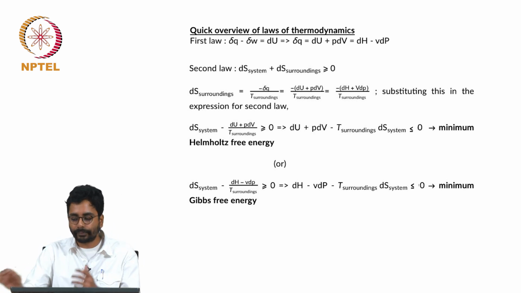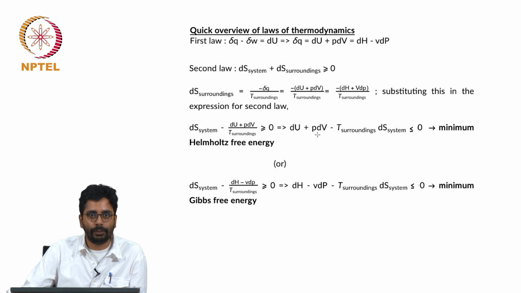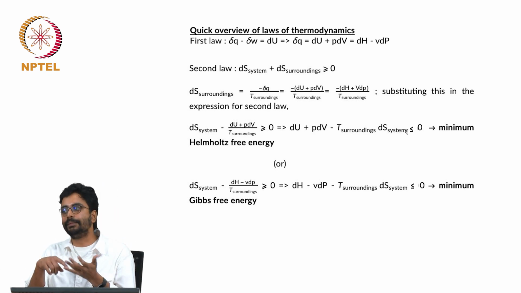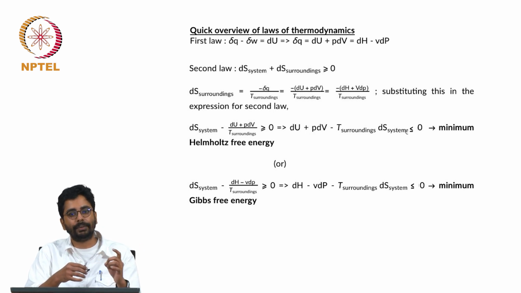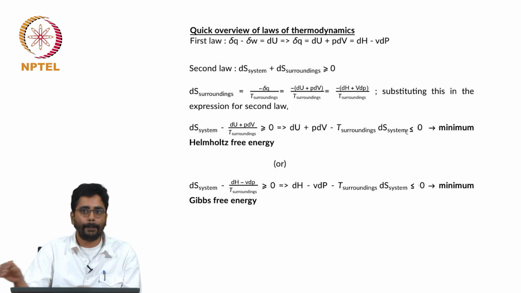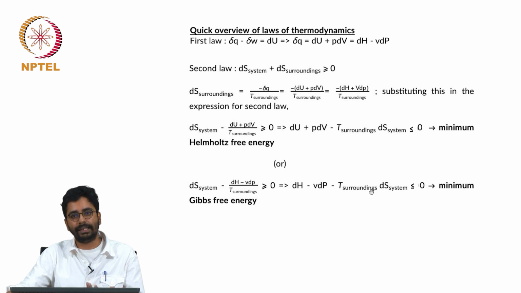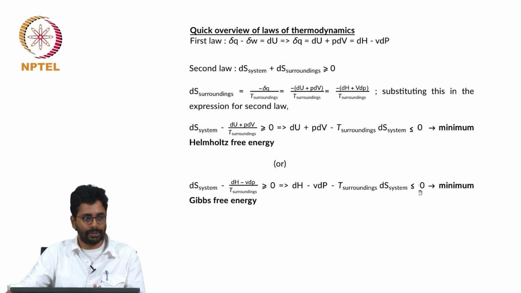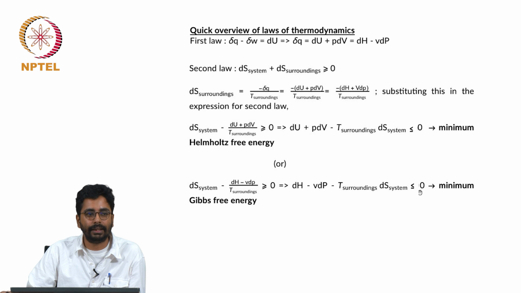So, what these statements mean is that when you consider a system at constant volume, look at this expression: dU minus T surrounding dS system is greater than or equal to 0. When the system is away from equilibrium, this quantity is greater than 0, and when the system approaches equilibrium, it reaches 0. Similarly here, you have dH minus VdP. When you consider a system at constant pressure, you have dH minus T surrounding dS system greater than or equal to 0, which is a statement of minimum Gibbs free energy. When the system is away from equilibrium, the Gibbs free energy is higher, and when it is at equilibrium, it is lower.